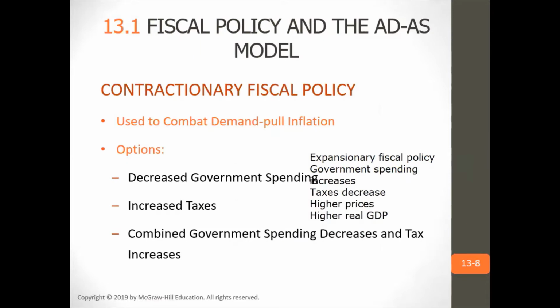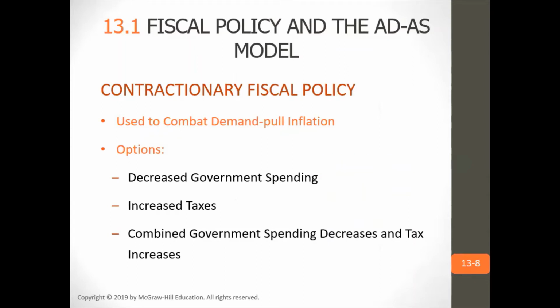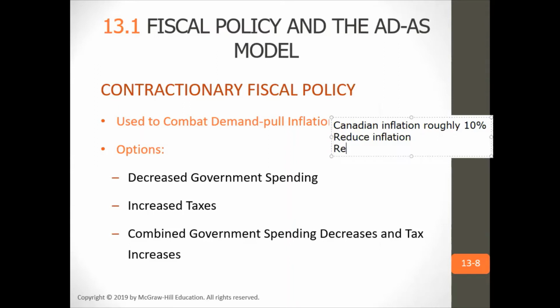So then contractionary fiscal policy is used to reduce inflation. So they can decrease government spending and increase taxes to reduce inflation. Because right now, inflation in Canada is roughly 10%. I think they're downplaying it for sure, but in order to reduce inflation, they can reduce government spending, they can increase taxes, like that's fiscal. So they can do that through fiscal policy.